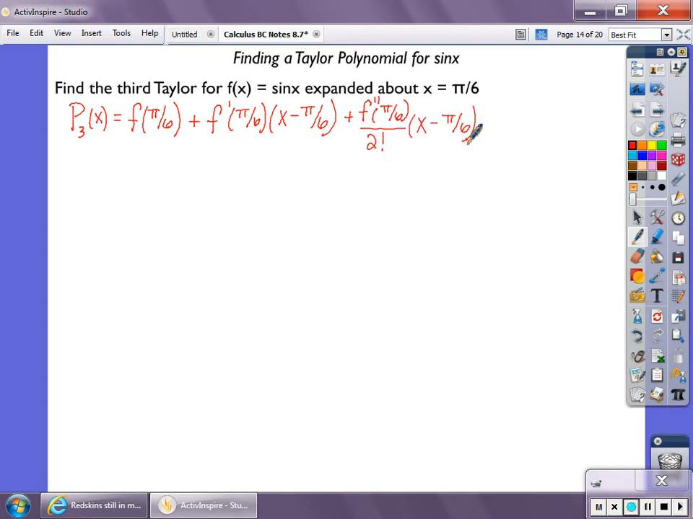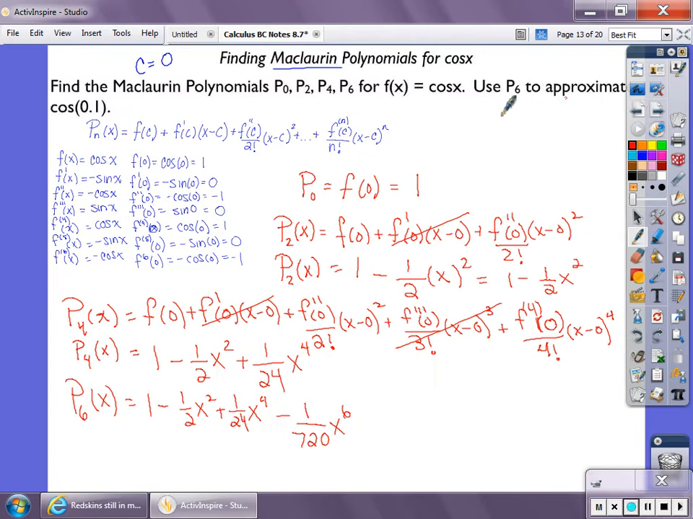I just remembered that we forgot to evaluate at 0.1. We can do that. I apologize. We'll do that in a minute here. Plus f triple prime of pi over 6 over 3 factorial times x minus pi over 6 raised to the third. And I know to stop there because that's the third degree. What I was talking about earlier, we forgot to use p sub 6 to approximate cosine of 0.1. And so that would be plugging in 0.1 to all of our x's here. You can do that, and we'll talk about that in class tomorrow.